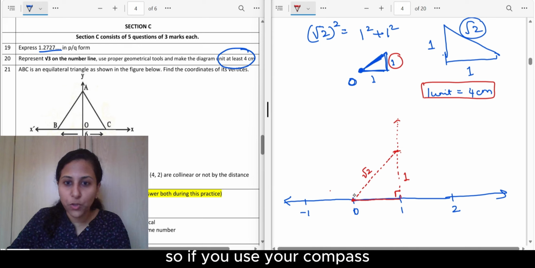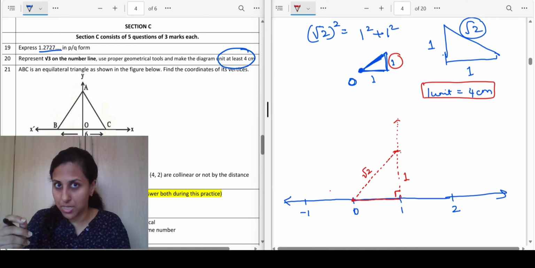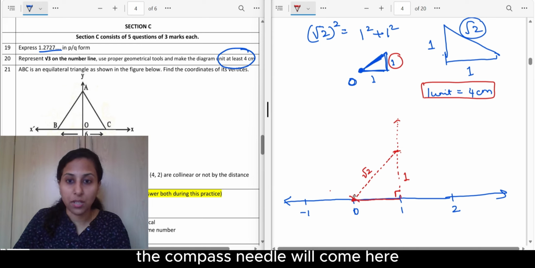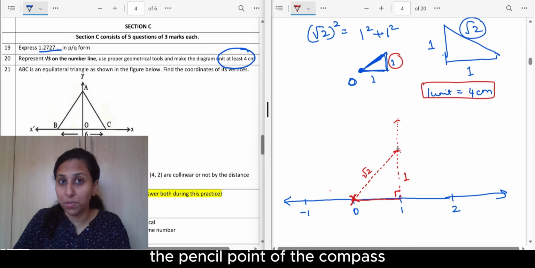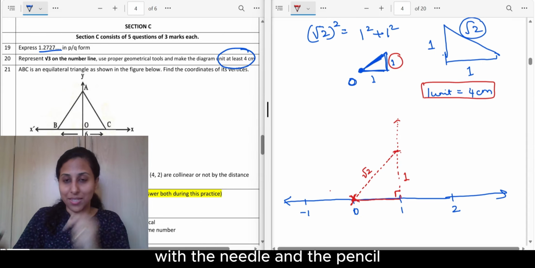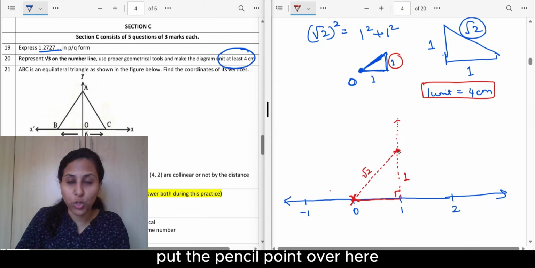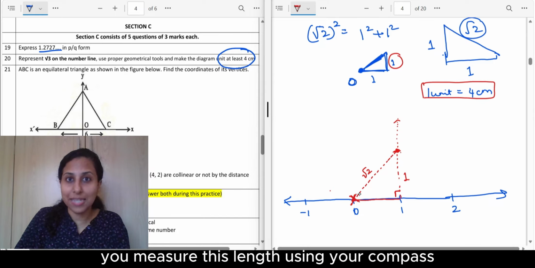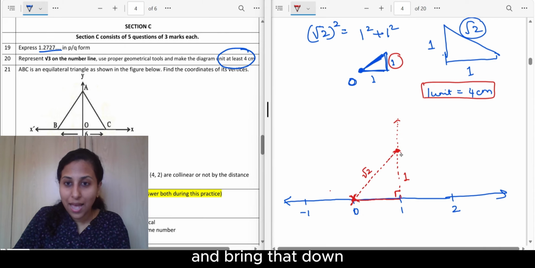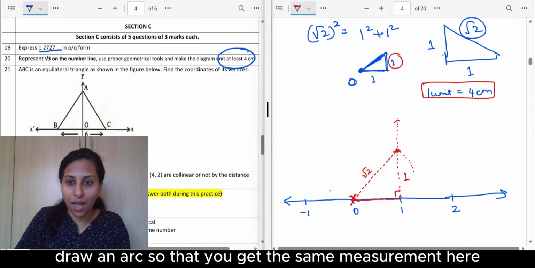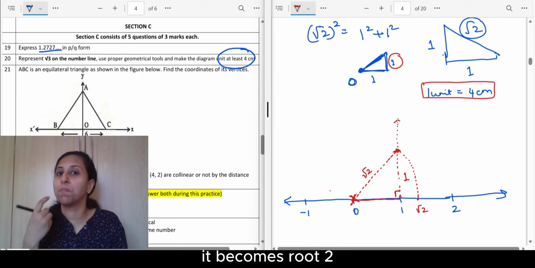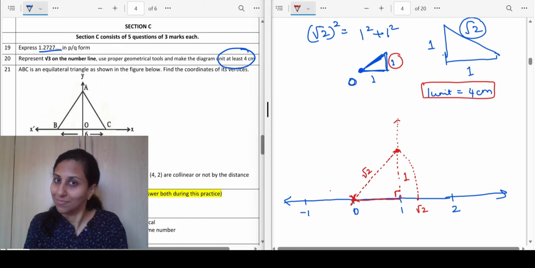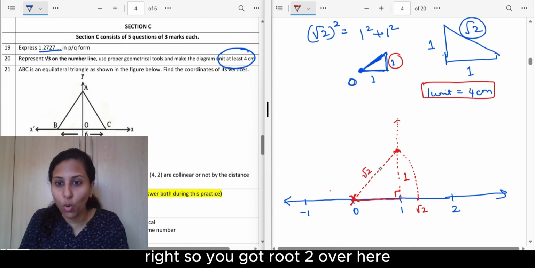So if you use your compass, put the needle over here. You have two sides, right? The needle and the pencil point of the compass. Put the pencil point over here. You measure this length using your compass and bring that down. Draw an arc so that you get the same measurement here. This measurement becomes how much? It becomes root 2, right? So you got root 2 over here.